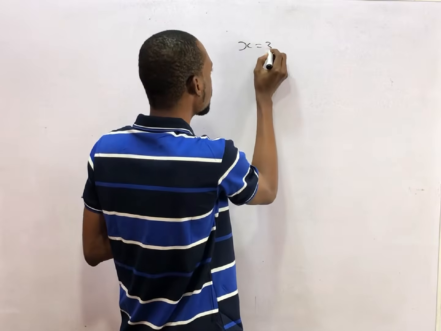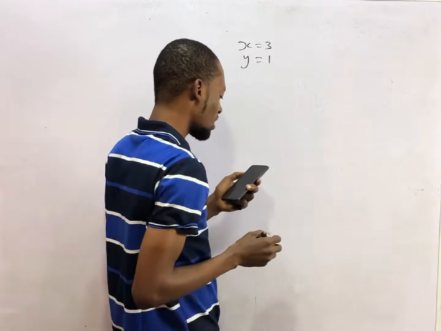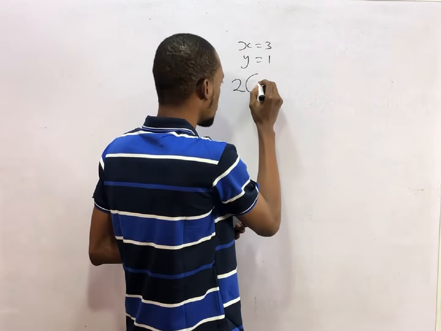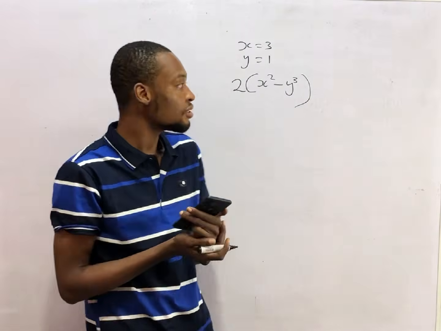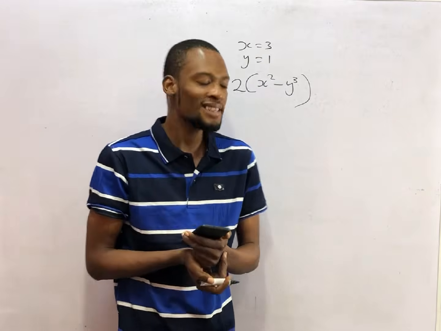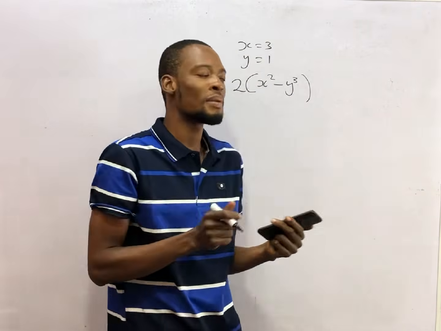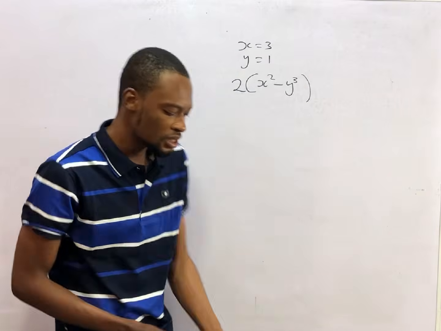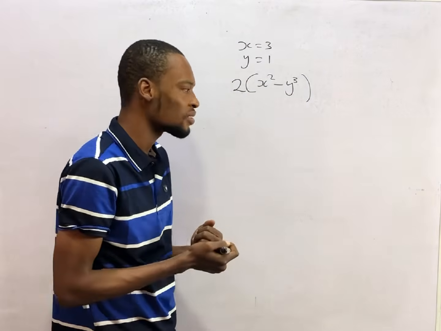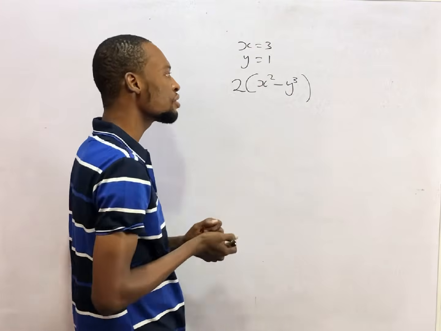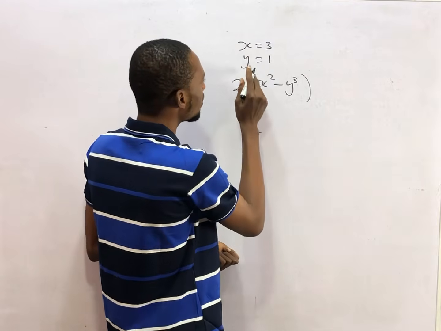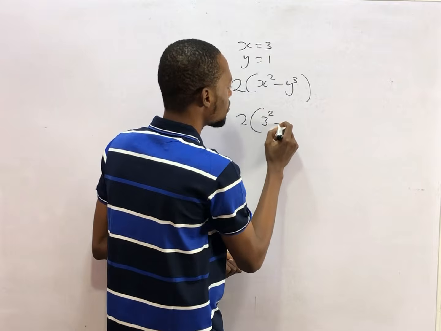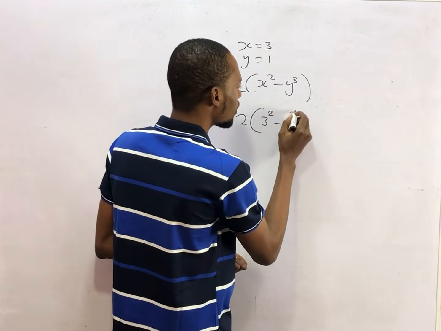If S is equal to 3 and Y is equal to 1, find 2 in brackets S squared minus Y, raised to the power of 3. That is the question. This is simply a substitution question. It means anywhere you see S, put 3, and when you see Y, put 1. This becomes 2 times 3 squared minus 1 raised to the power of 3.